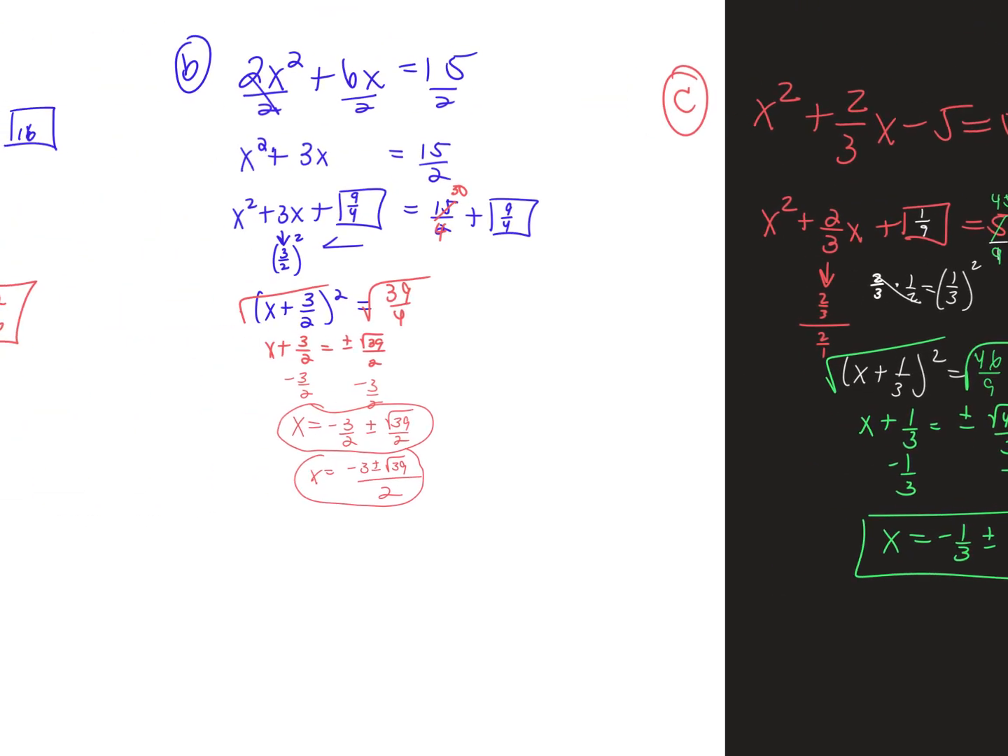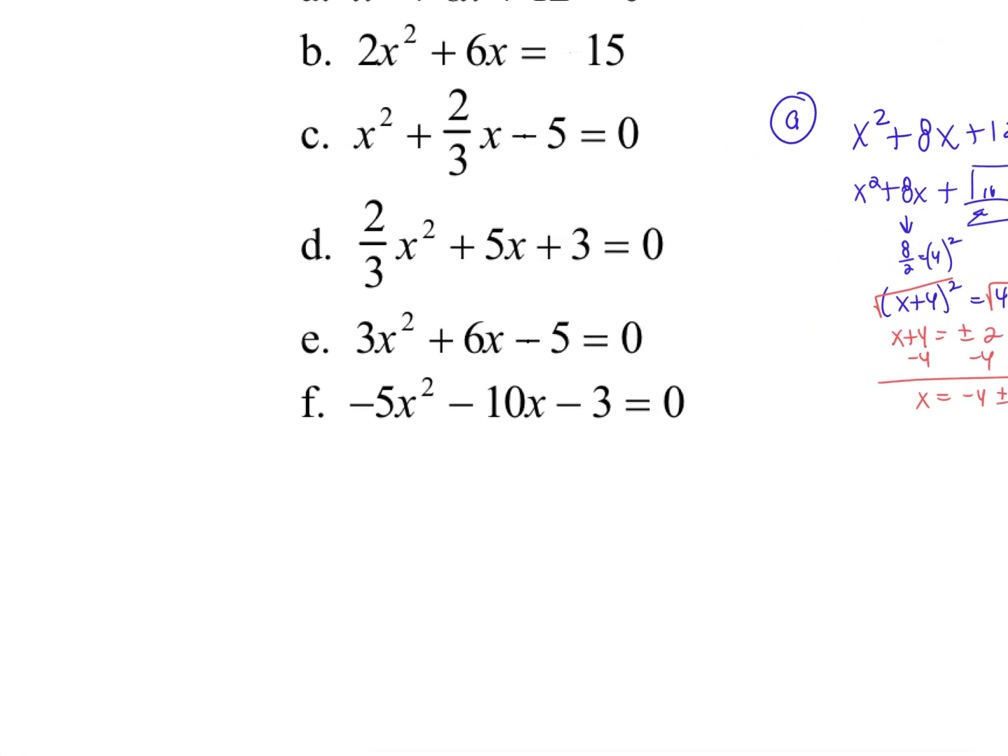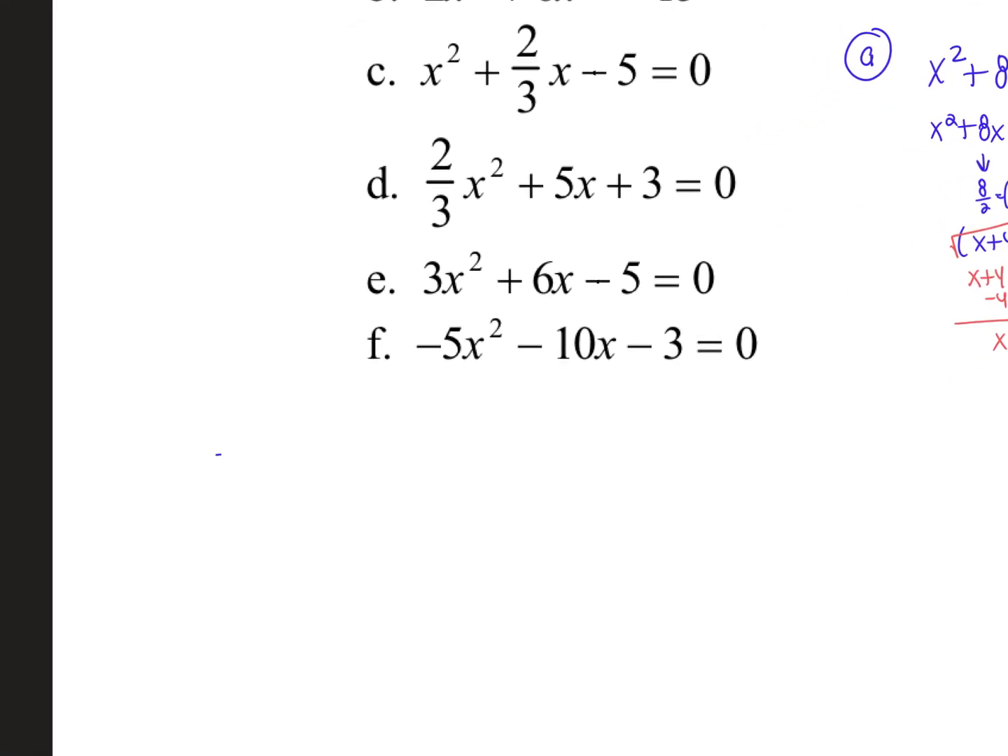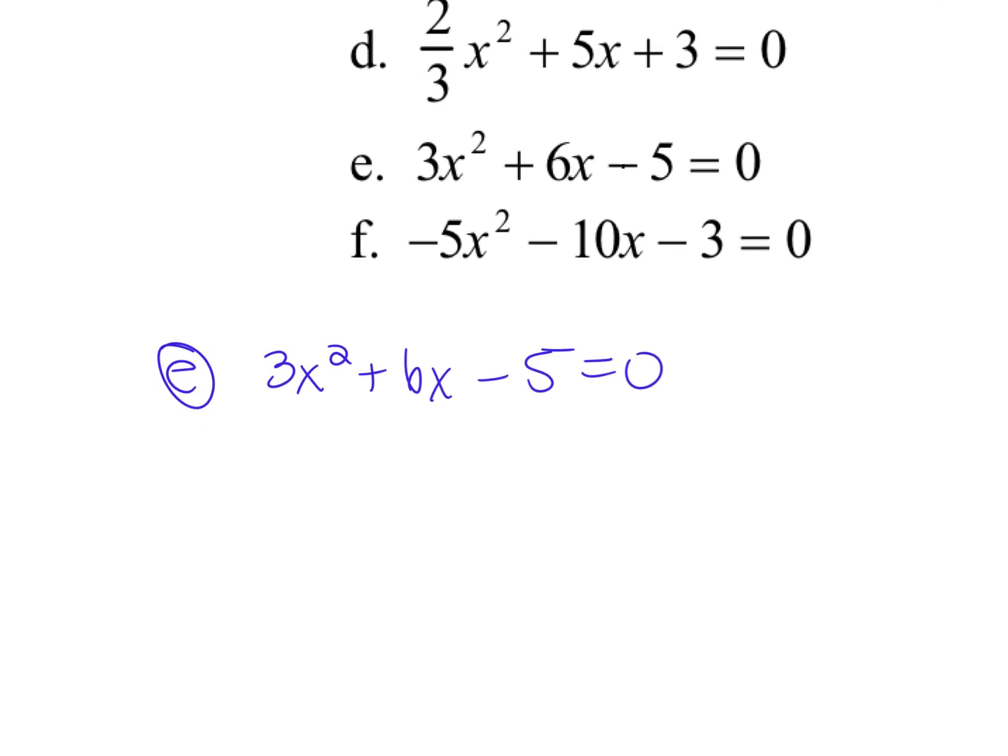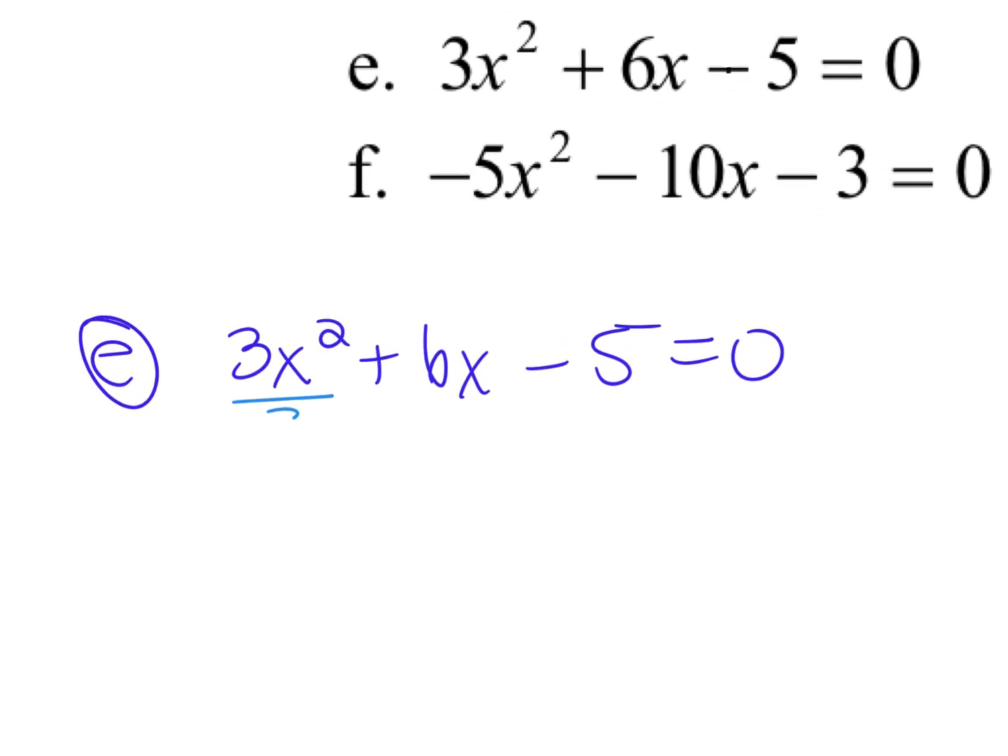All right, a couple more. E. I'll do E and F right here. So we'll do E right here. E has 3x squared plus 6x minus 5 equals 0. First thing I notice is my A term is not a positive 1, so I'm going to go ahead and divide everything by the A term.